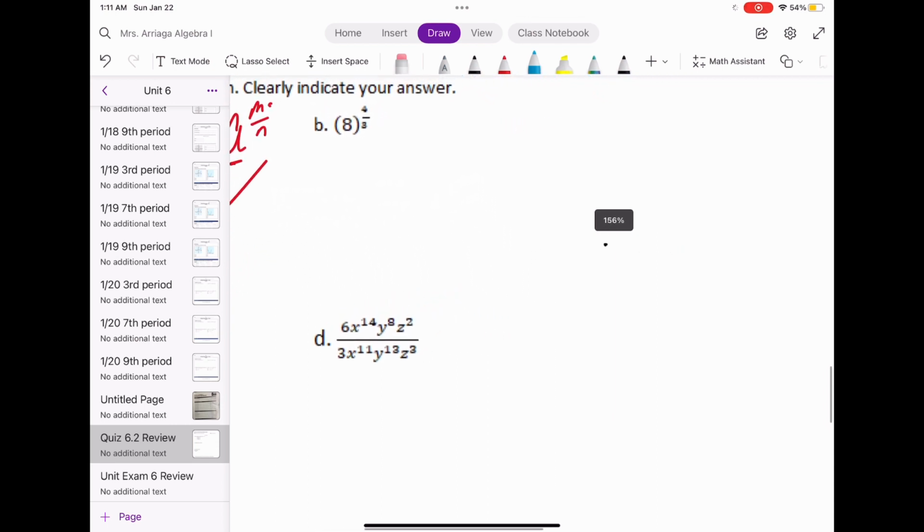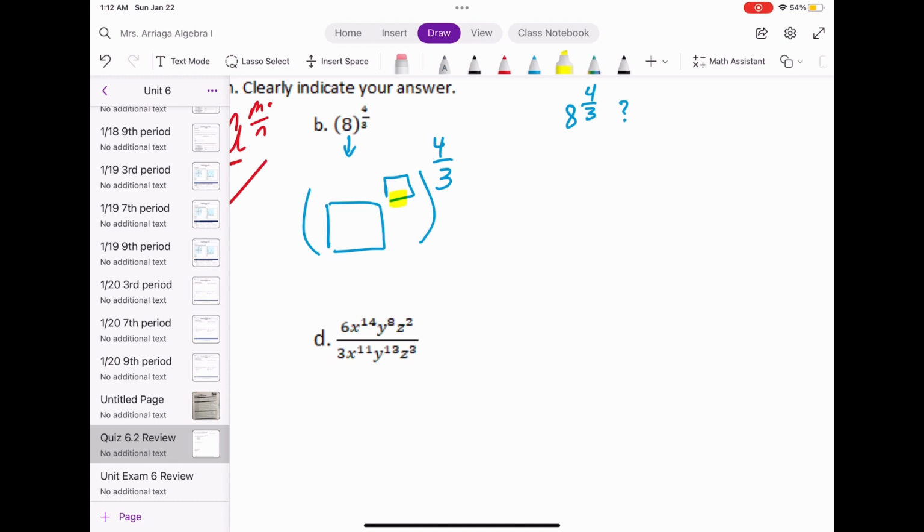So looking at B, do you know what 8 to the power of 4 over 3 is? Okay, so if we don't know how to do that right away, what we can do is change that 8 to a number with an exponent, right? So let's rewrite this. We're just going to change the 8. So we want the exponent to be a 3. We want the exponent to be a number that cancels with that denominator on the other exponent. So that means we need a number that, when you multiply it 3 times, equals 8.